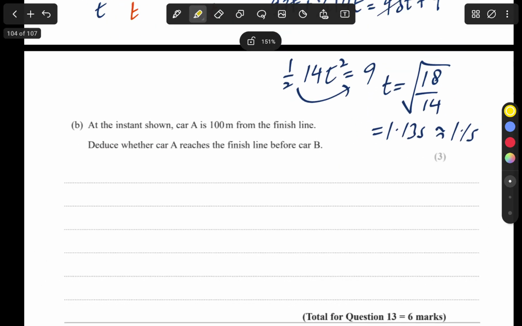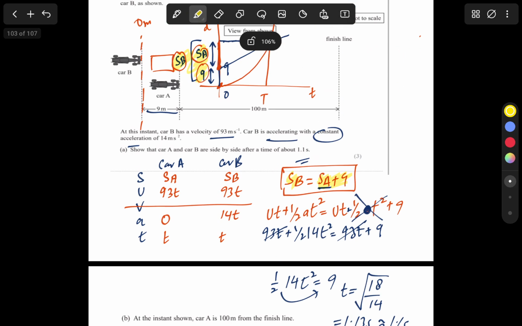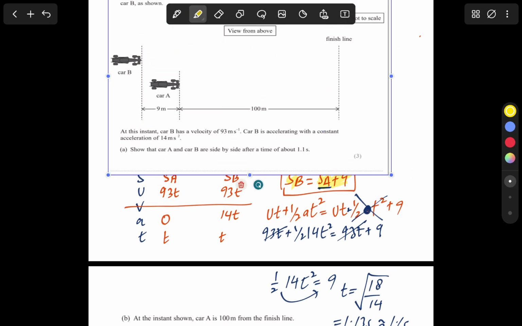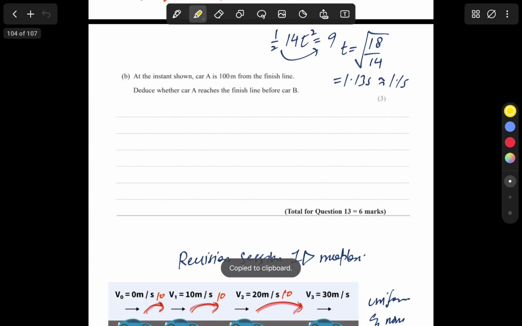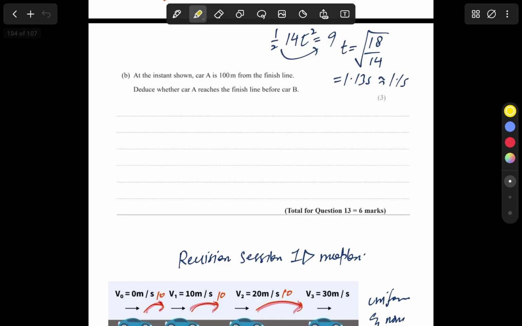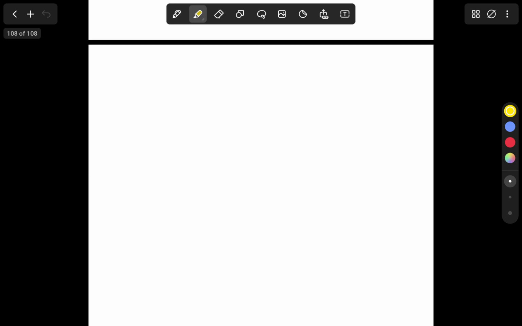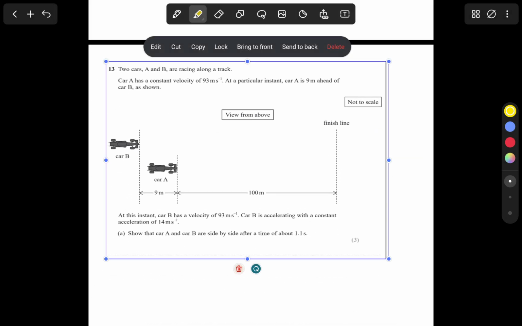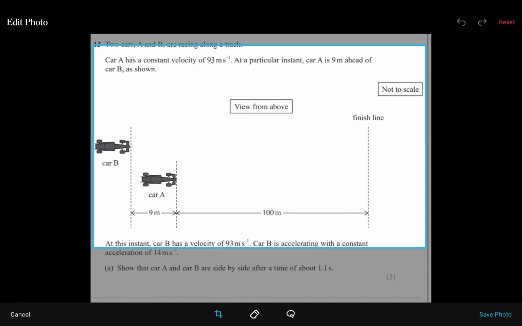At the instant shown, okay, let's just copy this diagram down. This is the last question, by the way. There is no more question after this. Okay, the distance, let me just bring it down. Let's bring it here. You just skip to the part where I'm going to do the question.